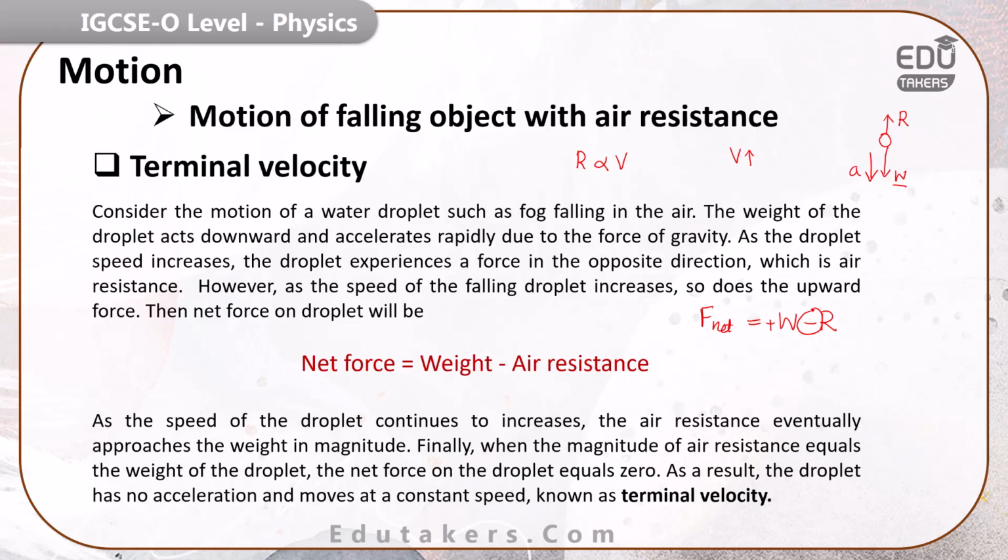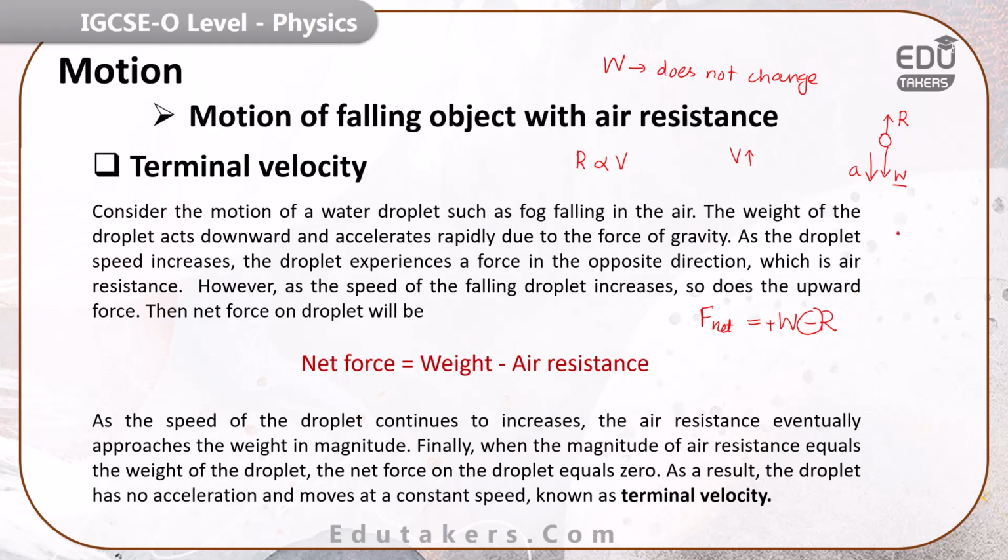As with the passage of time, the speed of the droplet continues to increase, the air resistance also increases, and a moment comes when the air resistance becomes equal to the weight of that droplet. It is because the value of the weight doesn't change. It has a fixed value. So when the speed increases, the air resistance increases. A moment comes when the air resistance becomes equal to the weight of that droplet.